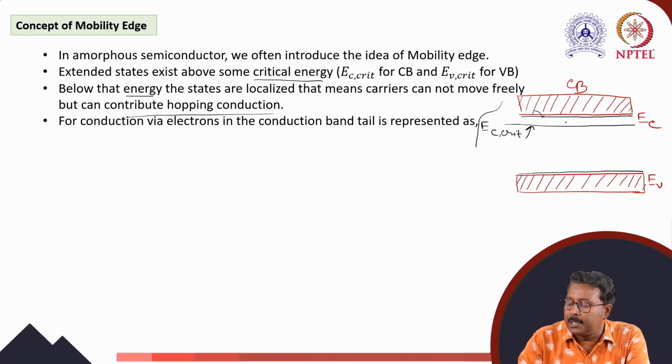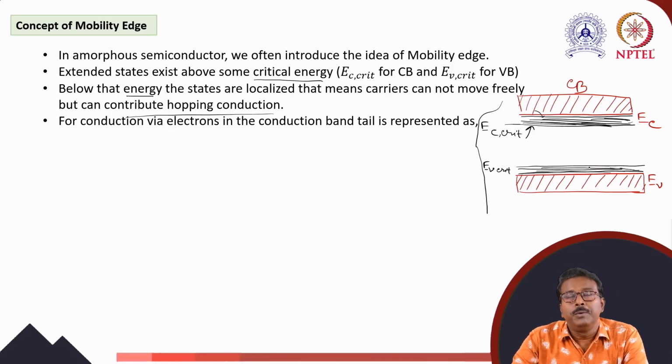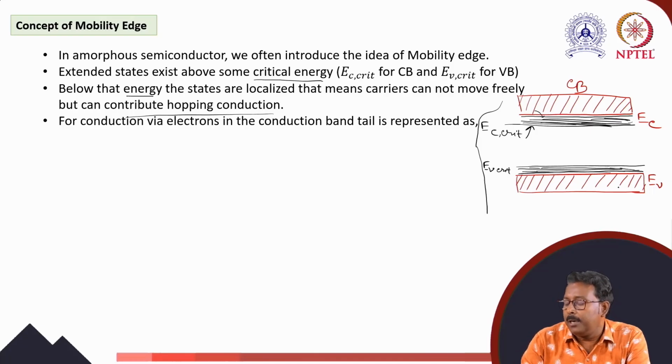So above this energy, whatever the states, they may be considered non-localized. Similarly, here also, EC critical, EV critical. So all the states within this range, from EV to this range, can be considered non-localized. That means if carriers are present there, they can take part in the conduction of electricity. So these are called mobility edges for an amorphous semiconductor material.